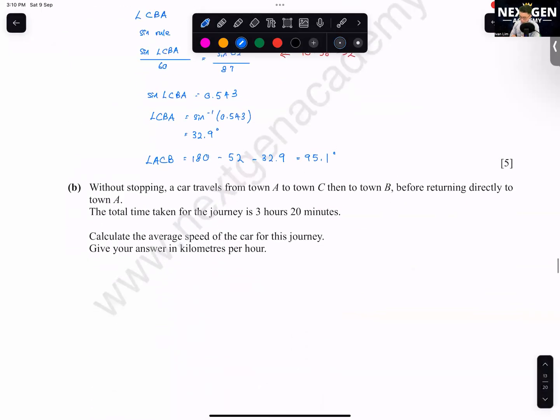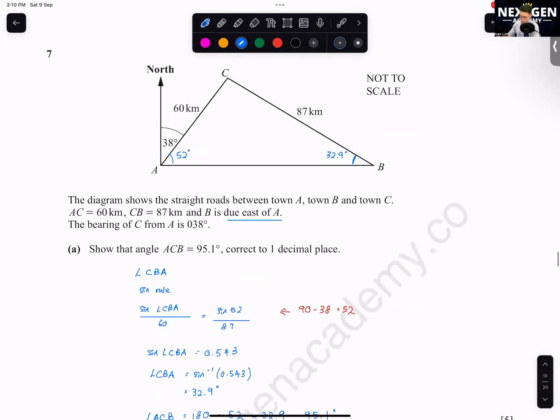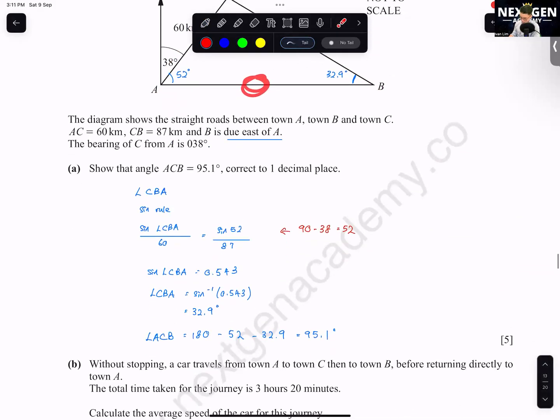Okay, next one. Without stopping, a car travels from town A to town C, then to town B, before returning to town A. The entire journey is 3 hours, 20 minutes. Find the average speed for this journey. Give your answer in km per hour. So I need to find here, here, then here, right? So the first thing I want to find is the distance here.